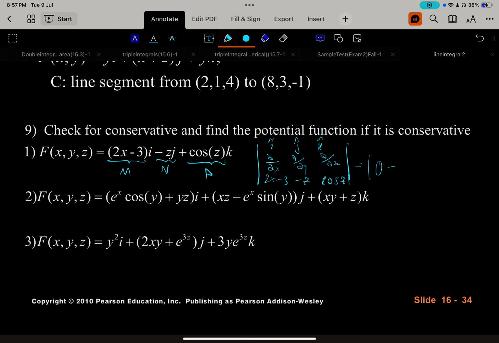Okay, so first we have 0 minus 0, minus 0, minus 0 plus, so I'm just differentiating, partial derivative, 0 minus 0, so we get plus 1, so not equal to 0, so not conservative.